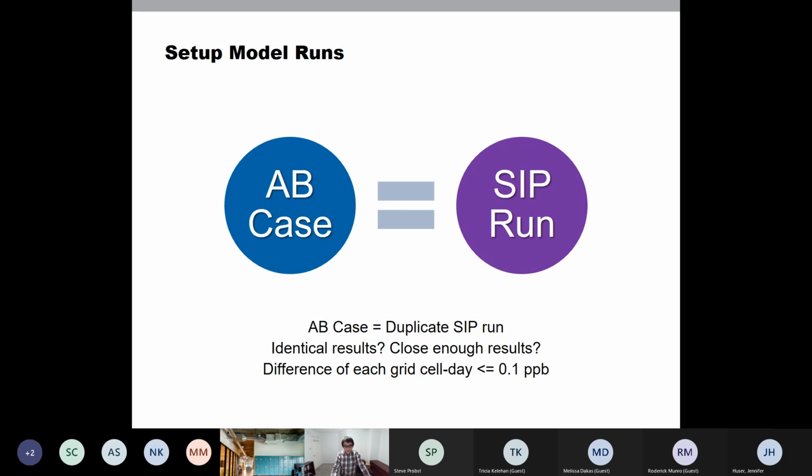And the criteria is that the difference in the results for each grid cell day will be less than 0.1 ppb. And I'm going to talk about what a grid cell day is in later slides.